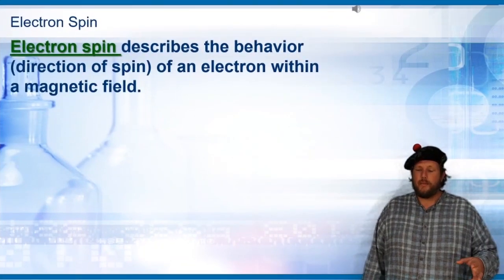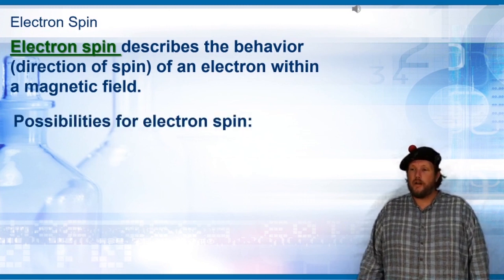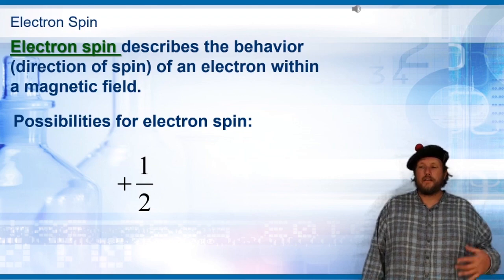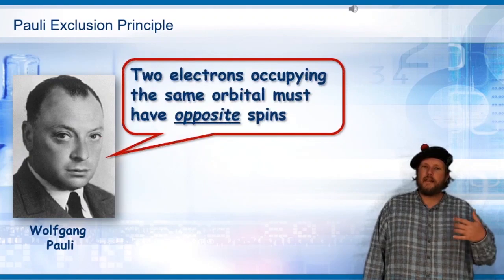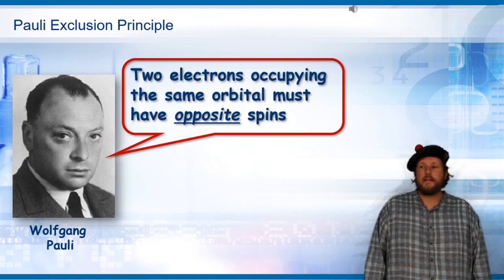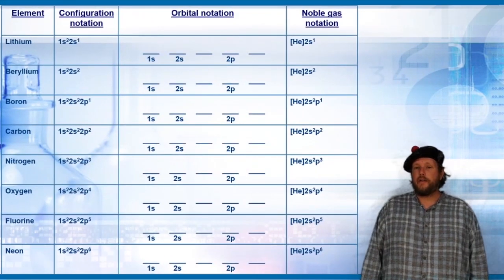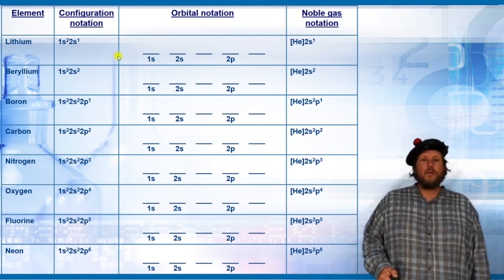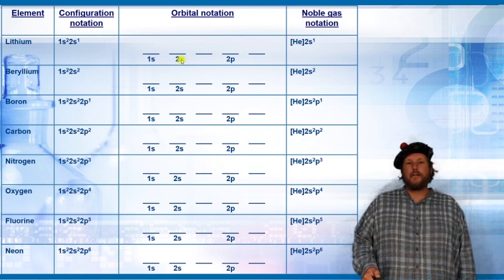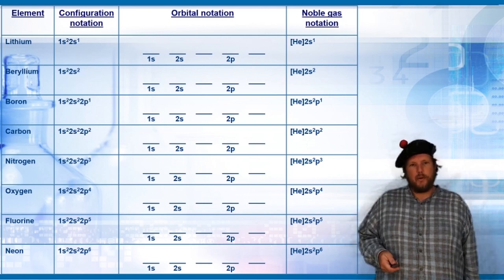So one of the things to remember is that electron spin describes the direction of spin, just to review, and that the possibilities are +1/2 and -1/2, and that because of this, Wolfgang Pauli said that two electrons occupying the same orbital must have opposite spins. Here are electron configurations showing spin notation or orbital notation. You'll notice that here we have a 1s orbital, one 2s orbital, and three 2p orbitals. As you'll recall, that's how many there are, and you should be able to remember those shapes.